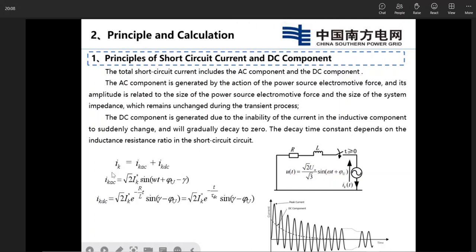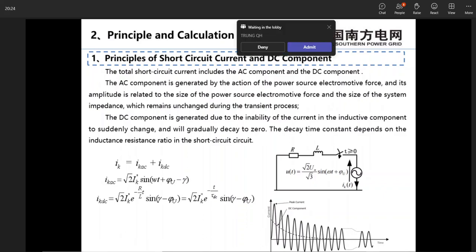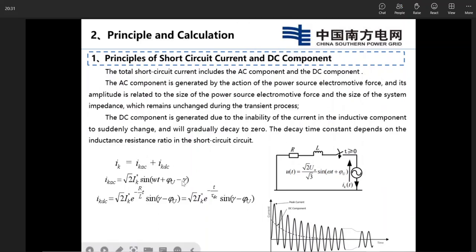We can see the equation of the short circuit current. It includes the AC part and DC part. In the AC part, only the IK is unknown, because when we calculate the short circuit current, we calculate the maximum one. So the sine part is 1, the degree is 90 degrees. So we have to calculate the IK parameter.